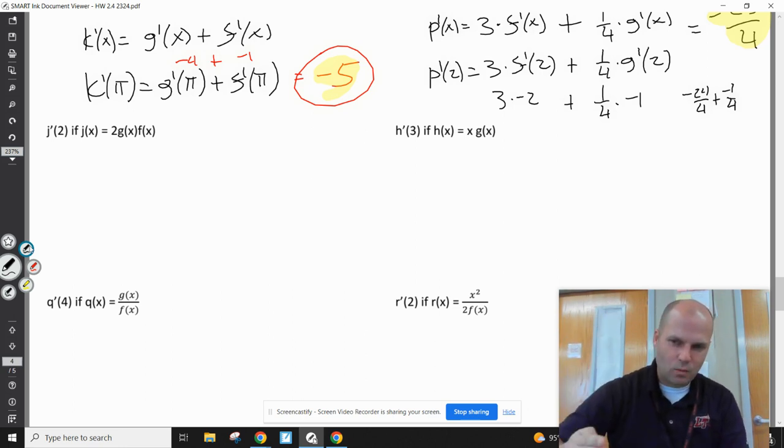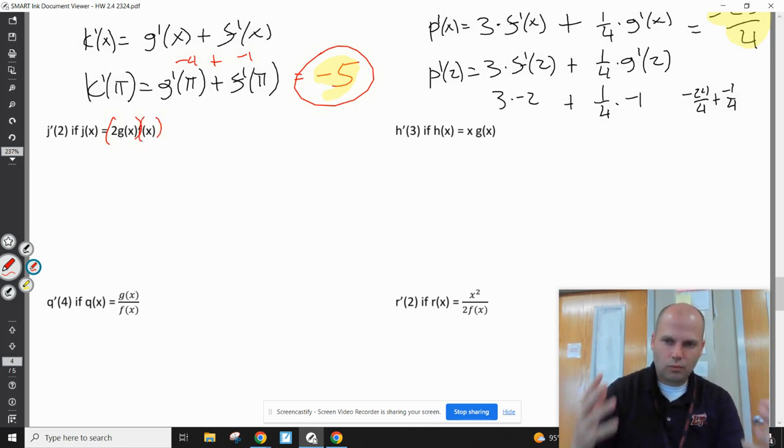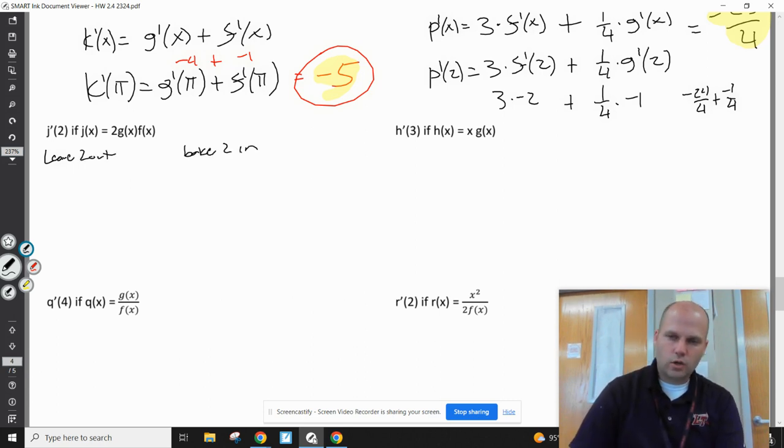The remaining ones require you to use rules. For example, it's not 2G plus F. It's 2G of X times F of X. Product rule. Now, there's 2 ways to handle the 2. You could either leave the 2 out or you could bake the 2 in. Here's what it looks like.